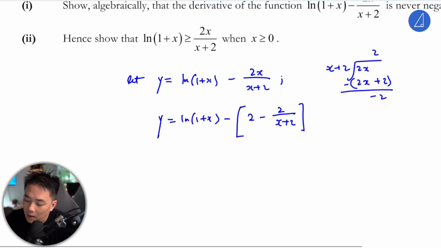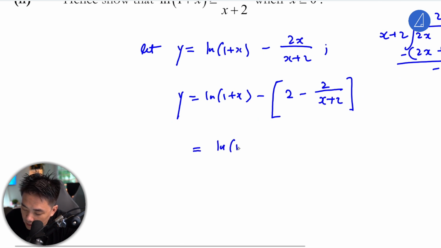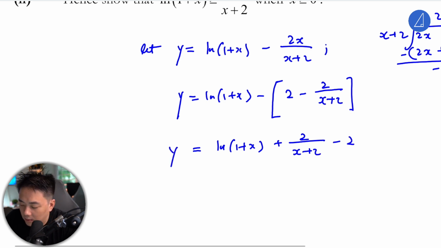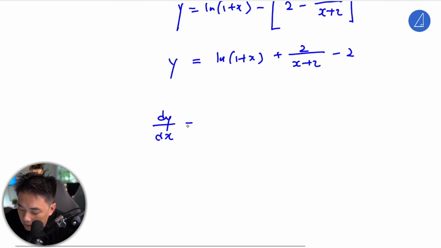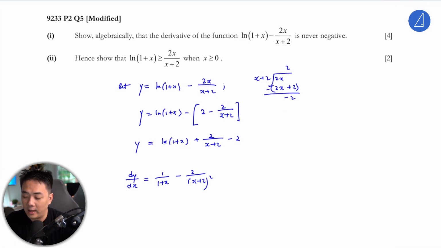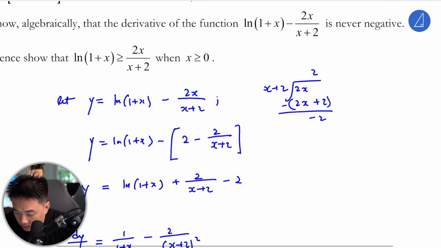Then we just expand this. It'll be ln(1 + x) plus 2 over x + 2 minus 2y. So then dy/dx is 1 over 1 + x minus 2 over (x + 2) squared. Now this doesn't seem like it's never negative. What we could do is plot the graph using our GC and examine. Sorry, I made a careless mistake there, I'll fix it. This will be 4 actually, so this is minus 4 over (x + 2) squared.